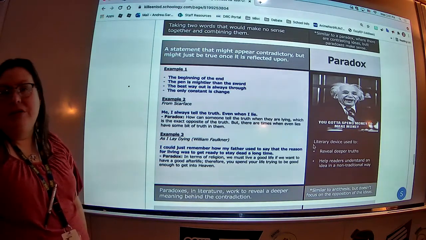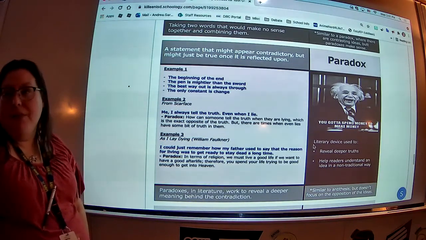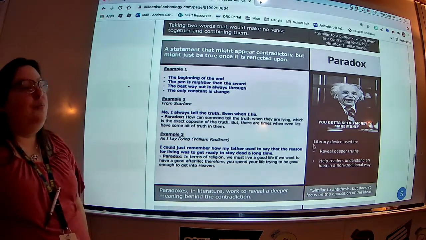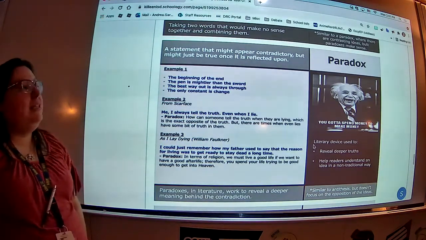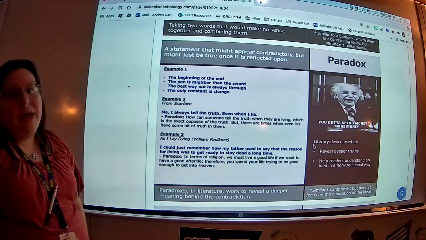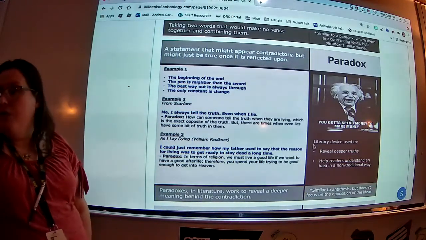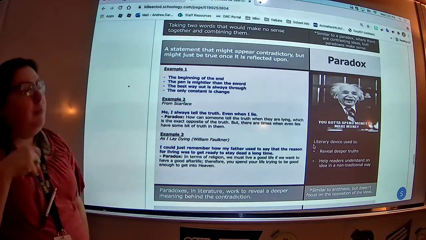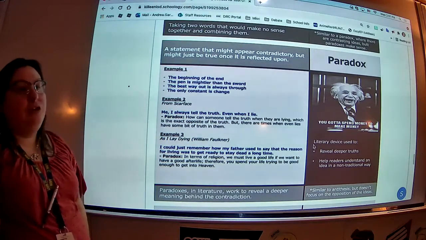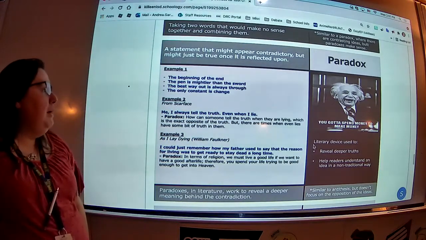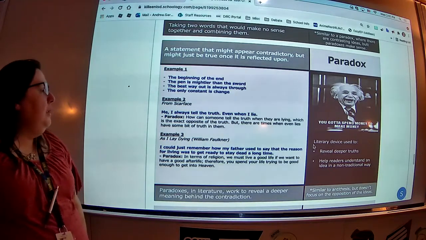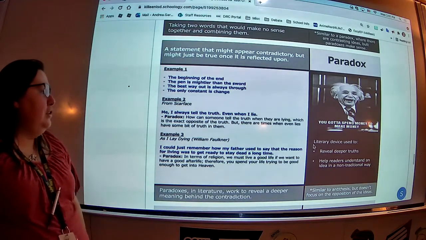The pen is mightier than the sword. Have you guys ever heard that? No? So the pen is mightier than the sword is basically the concept that your brain is stronger than your actual physicals. That more can be done with words than actually with weapons. The best way out is always through, and the only constant is change.